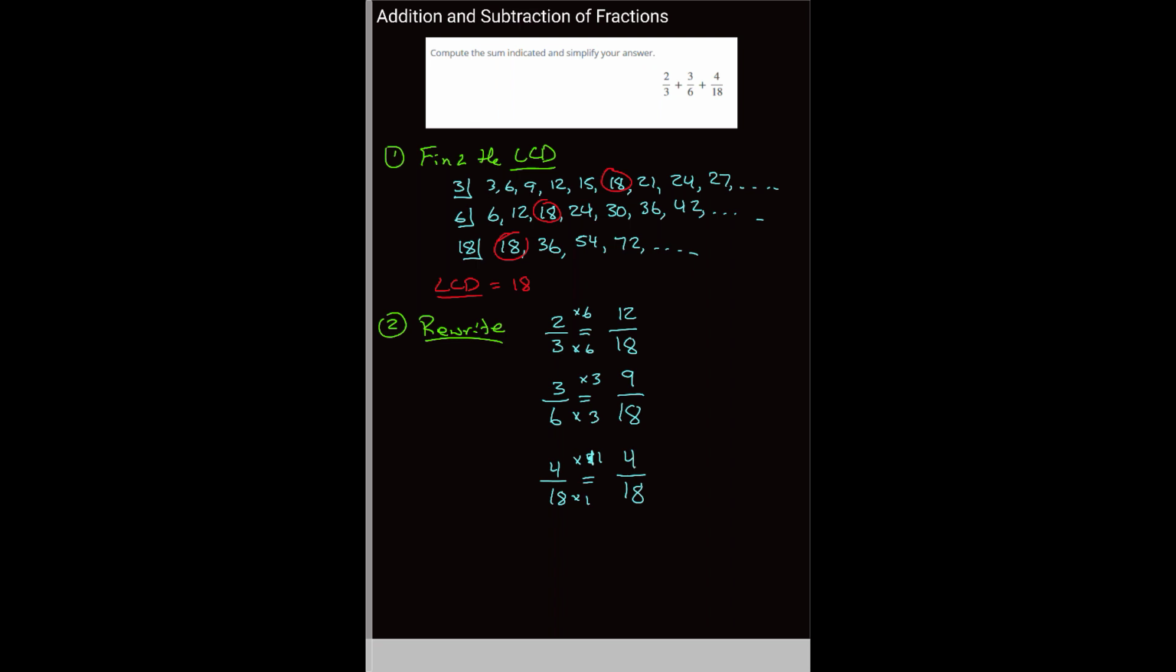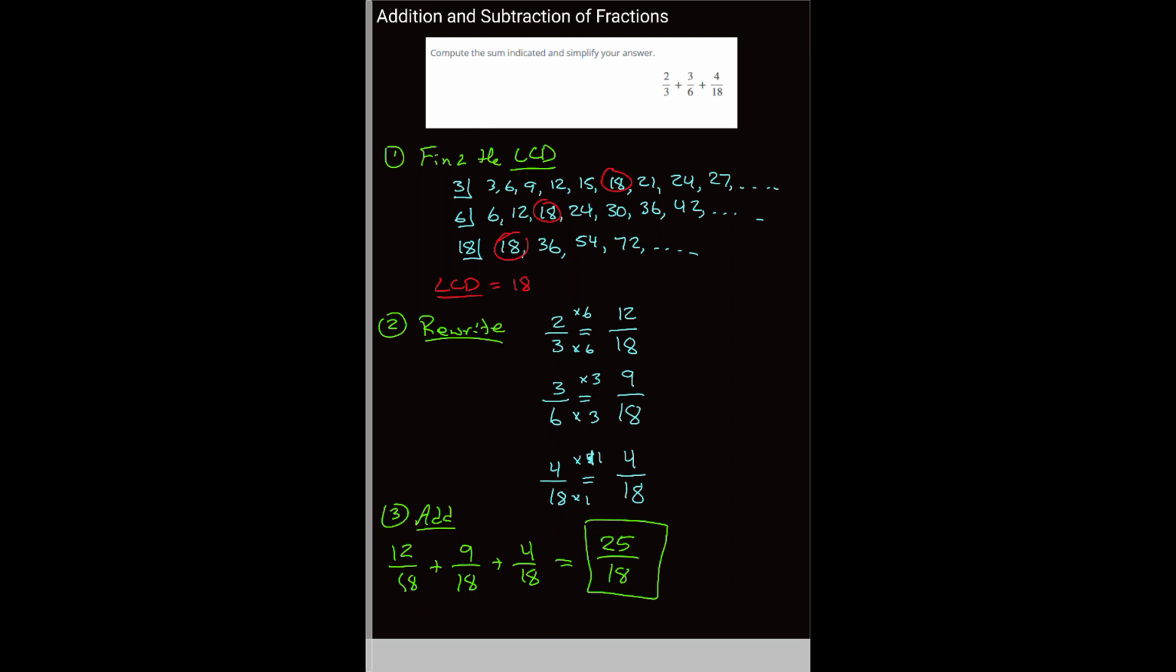So now we just add up the fractions that we have now. So we have 12/18 plus 9/18 plus 4/18, which would give us 25/18 for a final answer.